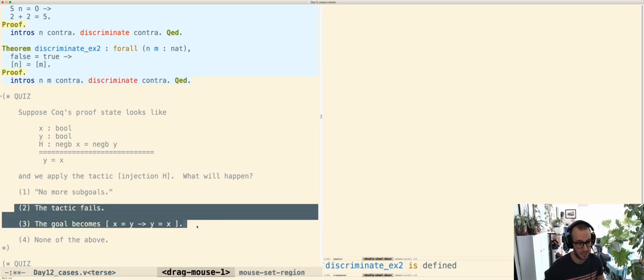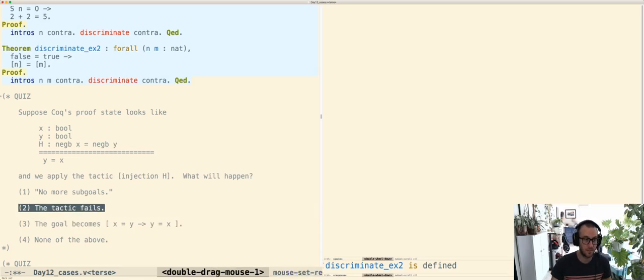Does the tactic succeed and you get x equals y implies y equals x, that same sort of adding stuff to your goal business? Or does the tactic fail? Think about what you believe here. What did we define about injection? What did Coq say was injective? Constructors. Is negb a constructor? No. negb is a function that we defined. The answer is 2. Tactic fails.